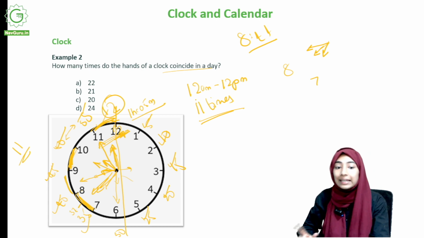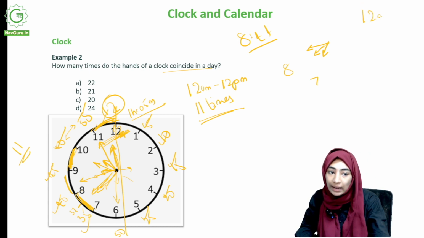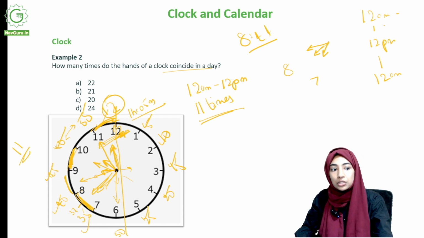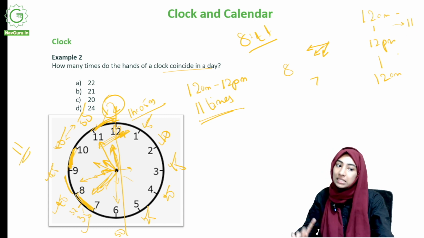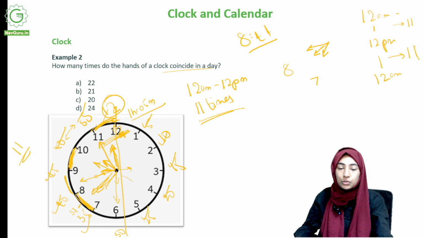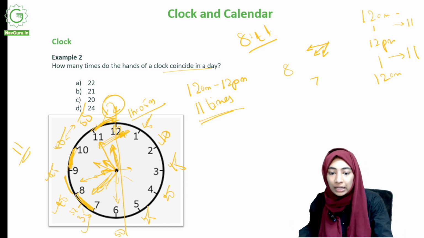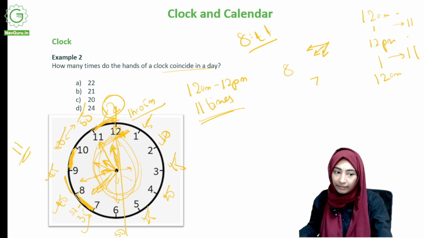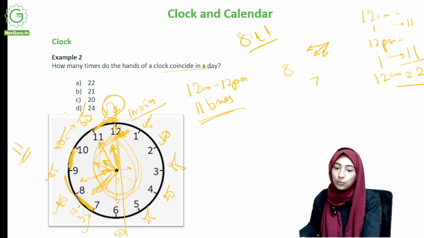Now a day is from 12 a.m. to 12 p.m. and then from 12 p.m. to 12 a.m., right? This is how a day is counted, we all know. Here it happens 11 times. Similarly, from 12 p.m. to 12 a.m. it will also happen 11 times. This whole thing that we talked about happens again. So the total number of times will be 11 plus 11, which is 22. 22 is the answer.